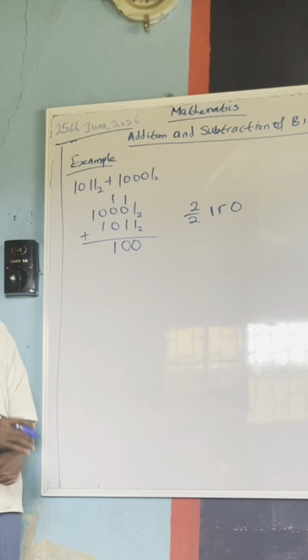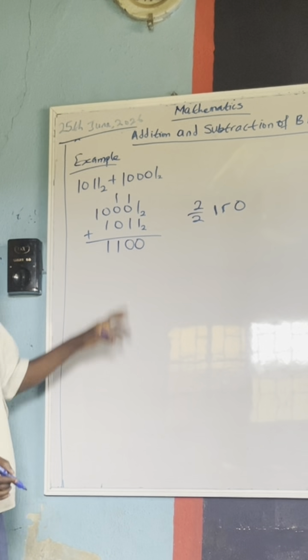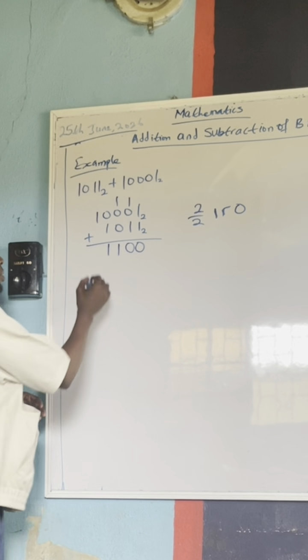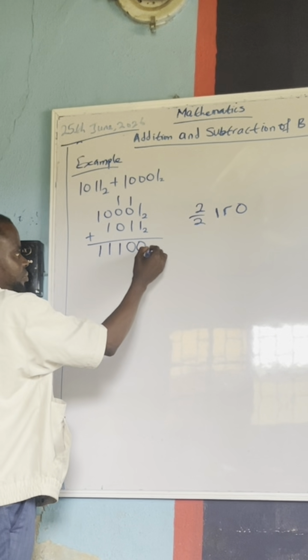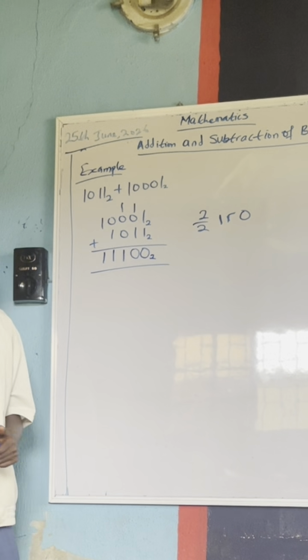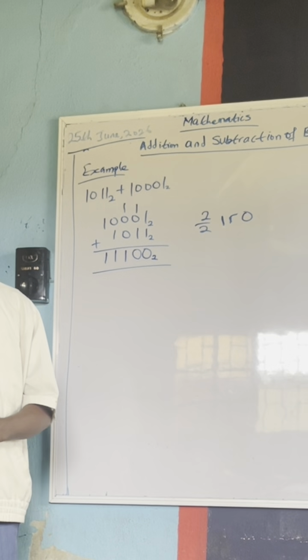Now, 0 plus 1 is 1, right? 1 plus nothing. So that's your answer. Did you get it? It's confusing, right?